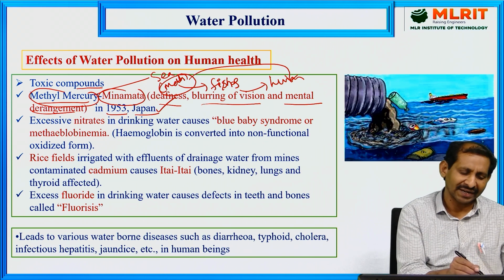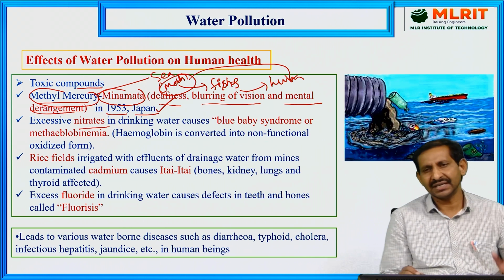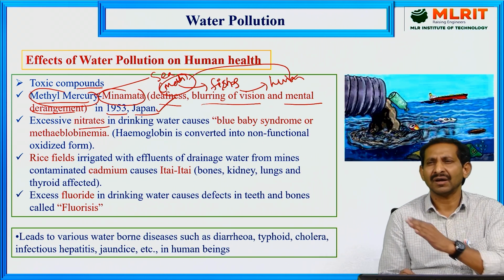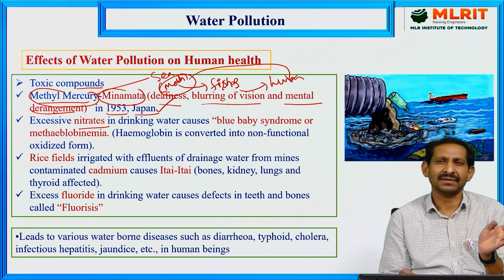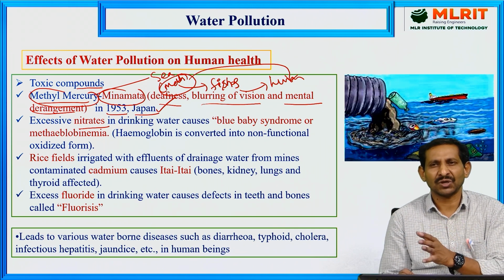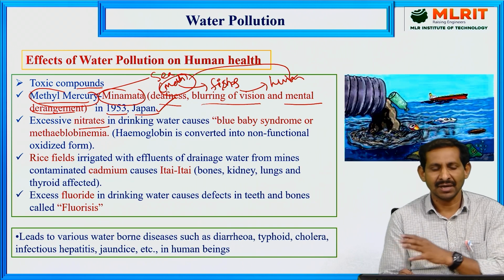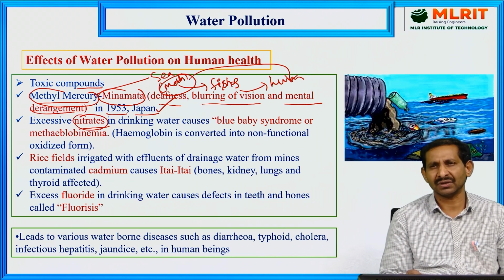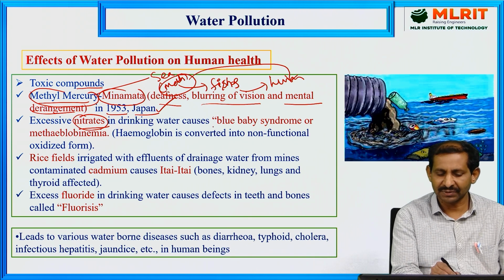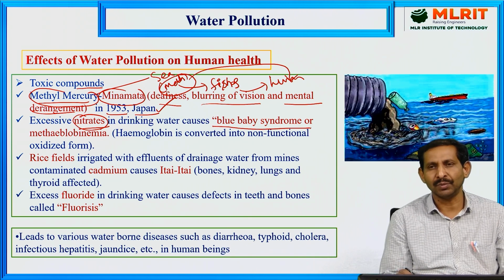Now the second one, excessive nitrates. Generally these nitrates come from agricultural runoff water, since nitrogen, phosphorus and potassium are used as fertilizers. When more nitrates are present in the drinking water source or water bodies, a disease occurs called blue baby syndrome.